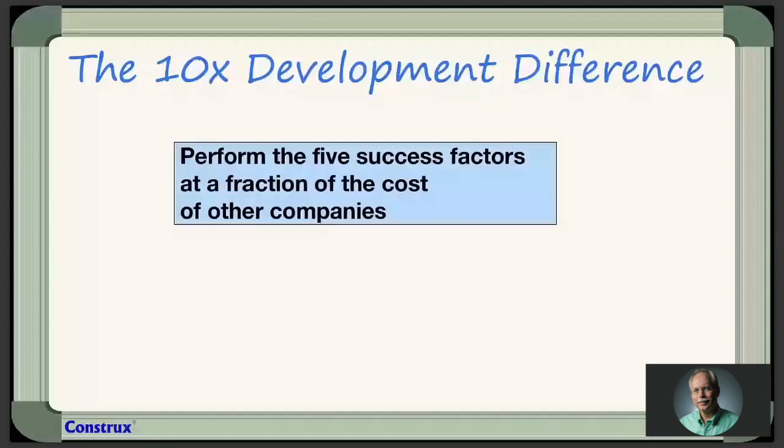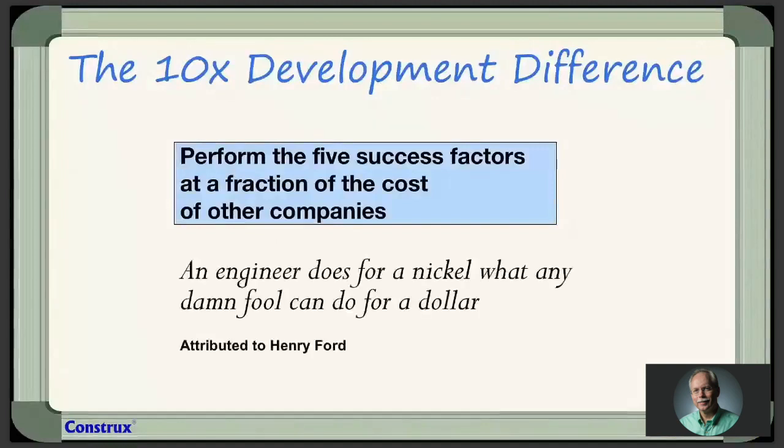It's not just that we're being productive. It's not just that we're shipping software, but we're doing it at a cost and a speed that just dazzles everyone else. And to me, this little quote attributed to Henry Ford, the guy that started the industrial revolution with his mass production of cars, said of an engineer: I like to think software is an engineering activity to a certain degree, because it's like saying, how do I take these elements and combine them into something more interesting? An engineer does for a nickel what any damn fool can do for $1.